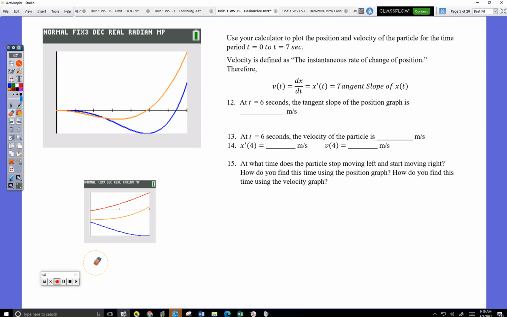Okay, key idea. Look. The key idea is you must understand the difference between average versus instantaneous. Instantaneous means like at a given moment. Average means what's happening between two distinct and separate times. They will test you on both. They'll expect you to understand the difference.